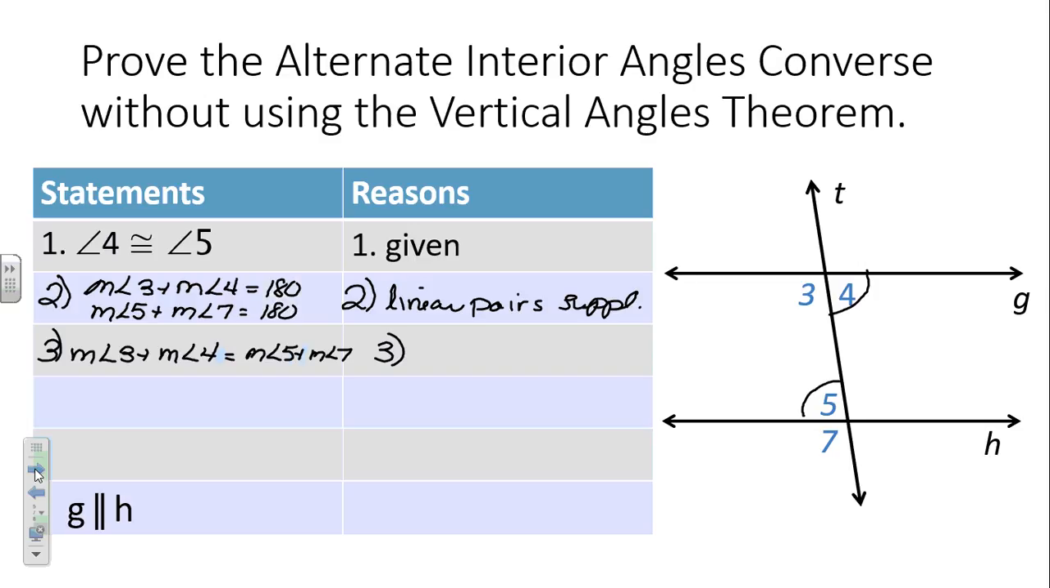Why can we do that? They're equal, so we have 2 equal players and we want to put one in the game, so we say substitution, right? Good, because if 4 is equal to 5, we can say measure of angle 3 plus measure of angle 5 now equals the measure of angle 5 plus the measure of angle 7. Same reason. We just subbed it in.